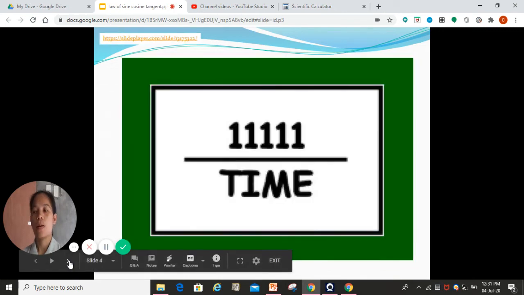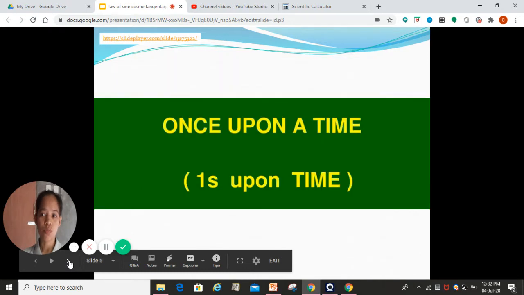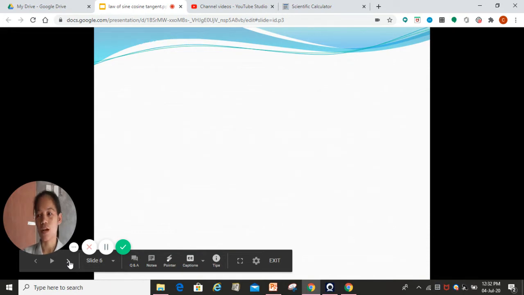Another, the picture shows a relationship between the number and the letters through a representation of a fraction. So the numerator, you have the number 1, but repeatedly once. And in the denominator, you have the word time. So once is upon the word time. So we can say it's once upon time or once upon a time.